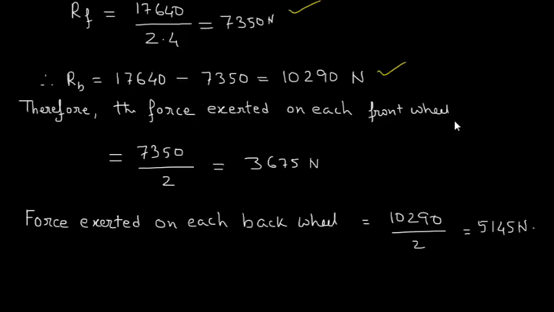Now, therefore, the force on each front wheel, we will have to divide it by 2, that is 7350 divided by 2, which is equal to 3675 Newton. And similarly, we can find out the force exerted on each back wheel is equal to 10,290 divided by 2, that is 5,145 Newton. Let us see the next problem.